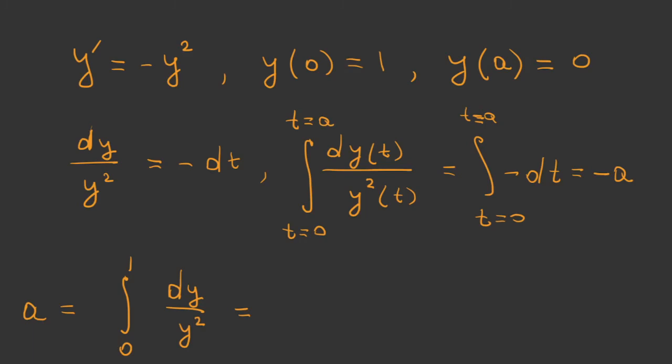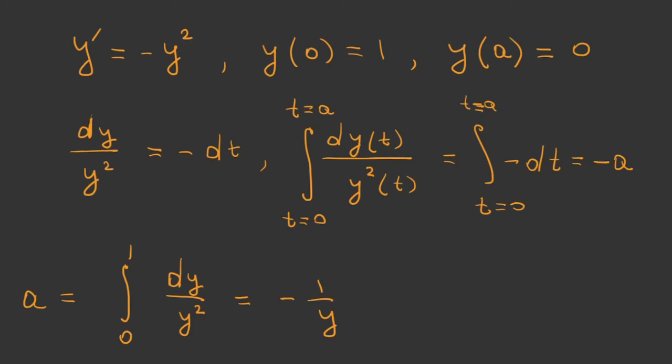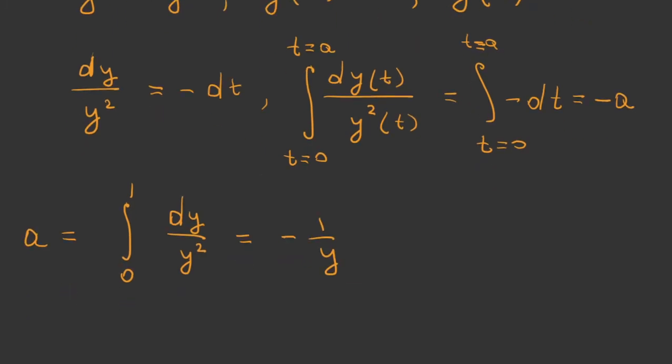The antiderivative of 1 over y squared is negative 1 over y. And to find the integral, we can now try to plug in the limits of integration, 0 and 1. Now, when we plug in y equals 1, we get negative 1 over 1, and from that we need to subtract negative 1 over 0 this time. Now, this is, of course, undefined. We cannot divide by 0.